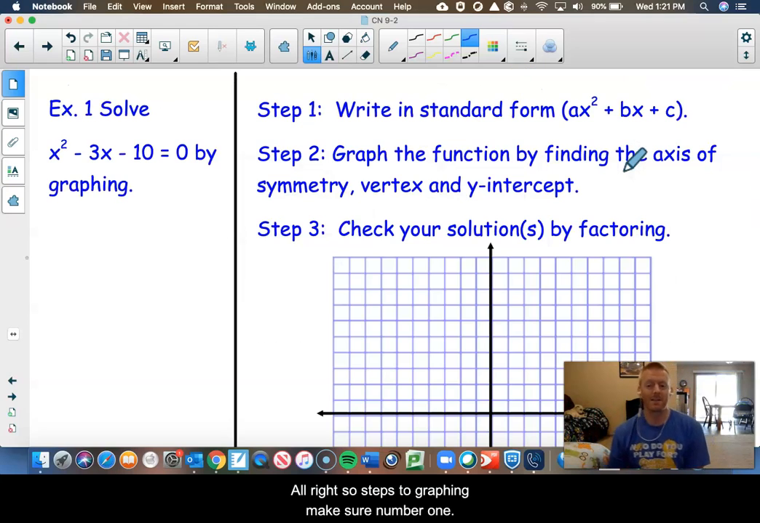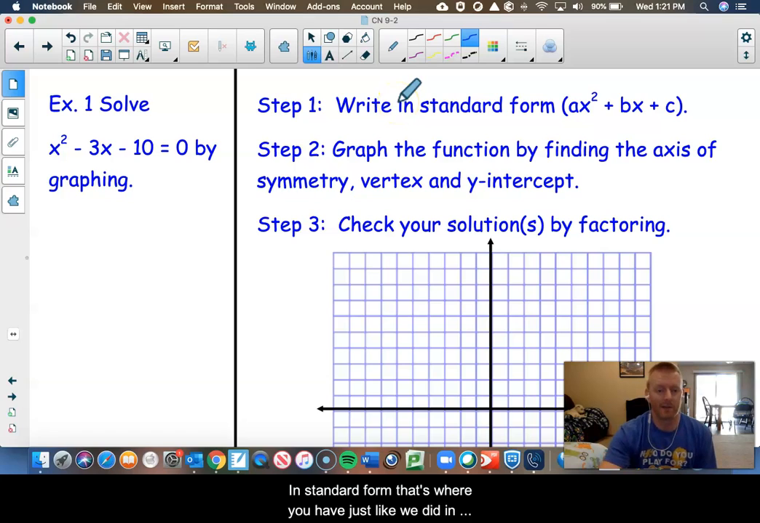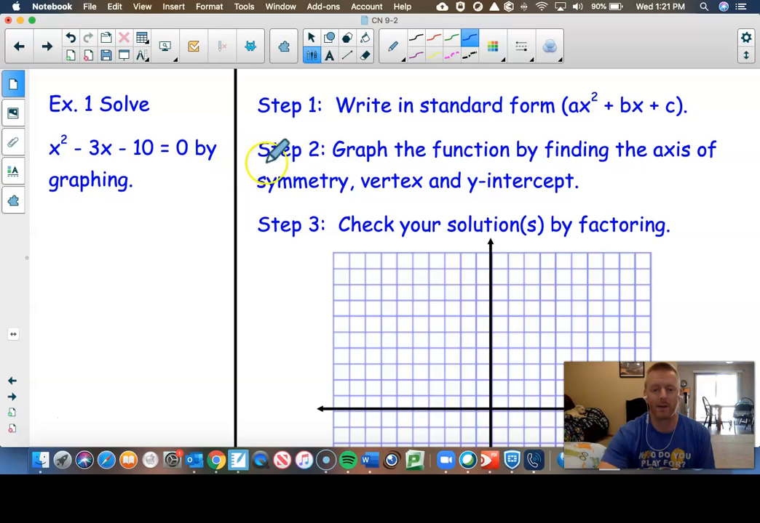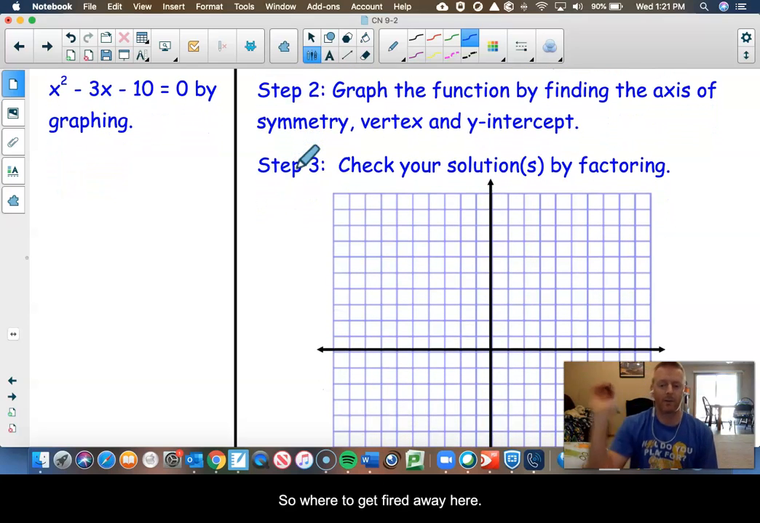All right, so steps to graphing. Make sure, number one, that you're in standard form. That's where you have, just like we did in Chapter 7 and Chapter 8, it looks like this. This is standard form. Make it equal to 0. Step 2 is we're going to graph all those pieces that we did in 9.1. So we're going to get fired away here.